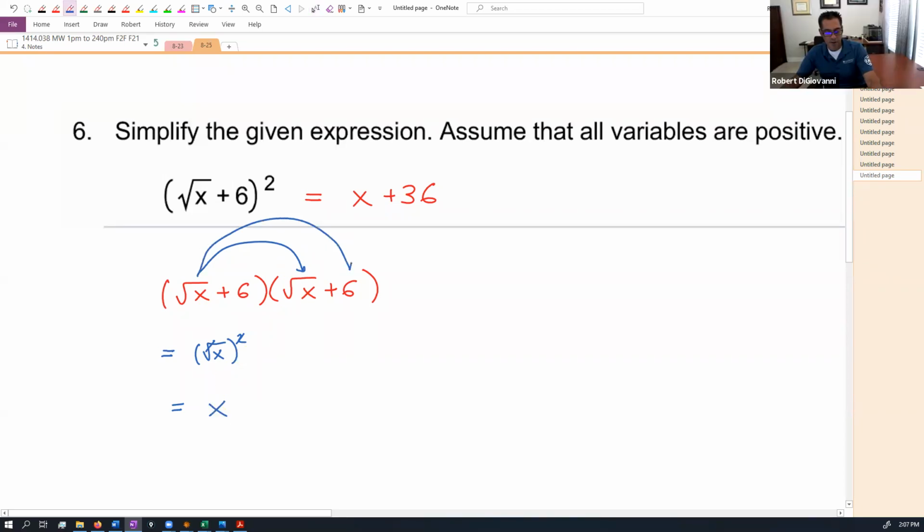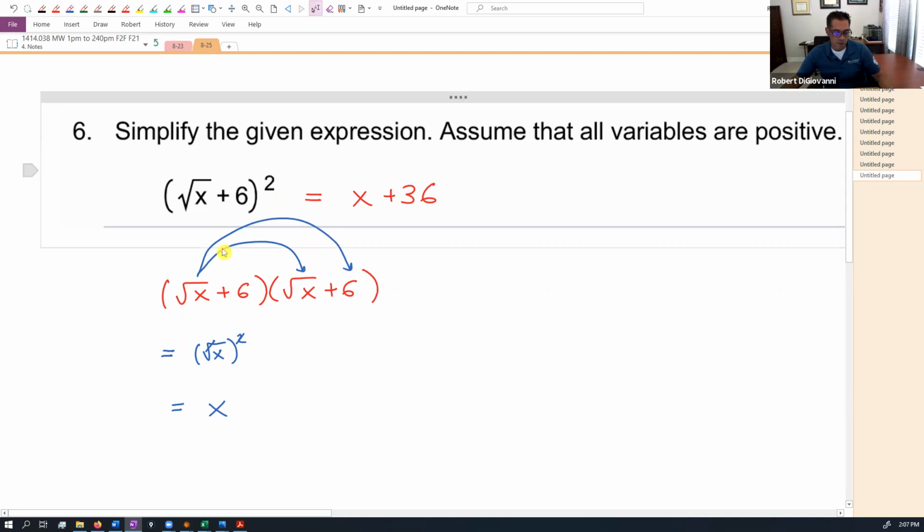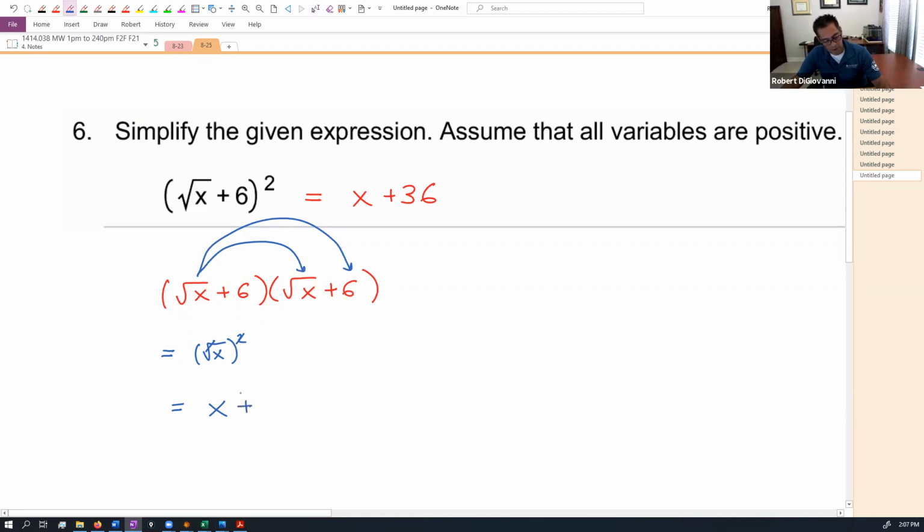Now, how about from here to here? You have root x times 6, but you're adding it, right? So that should just give you what? Michelle, what do you think?